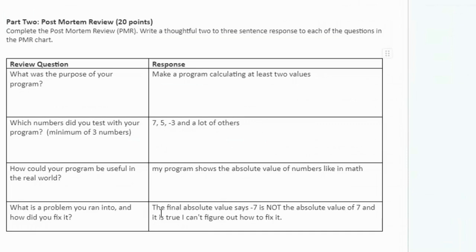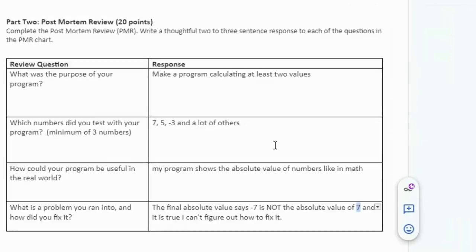So what's the problem you ran into? The final absolute value says -7 is not the absolute value of 7, which is correct because absolute value is always a positive number. So if you want the absolute value of 7, it's going to be 7. If you want the absolute value of -7, it's going to be 7. That's true because the absolute value of 7 would be a positive 7.